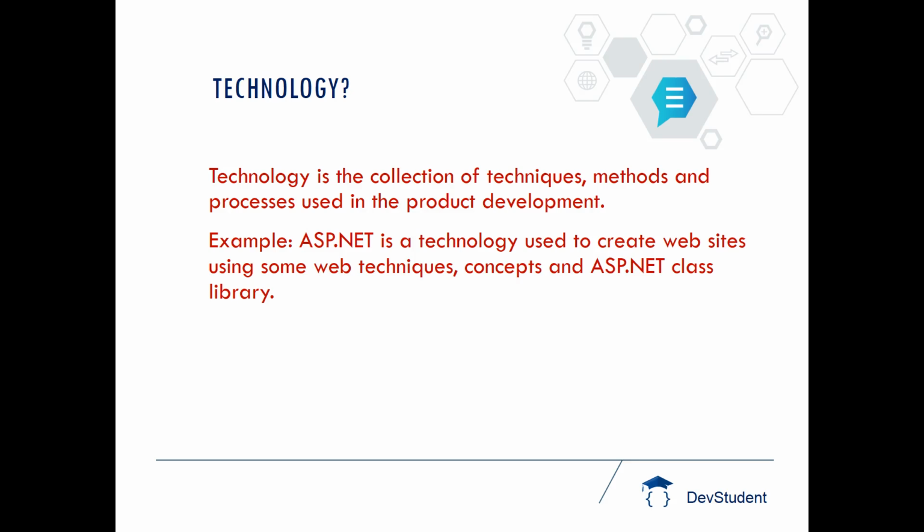Next, coming to technology. Technology is a collection of techniques, methods, and processes used in product development. For example, if we have a technology called ASP.NET, which is used for developing websites, it is a technology which comes with some base classes which are responsible for developing all the web technology related concepts, and also it has some techniques like state management technique and other techniques which are responsible for working on websites and their pages, their navigations and other stuff. So technology is a collection of all these techniques, and it helps us to develop an application, for example websites.